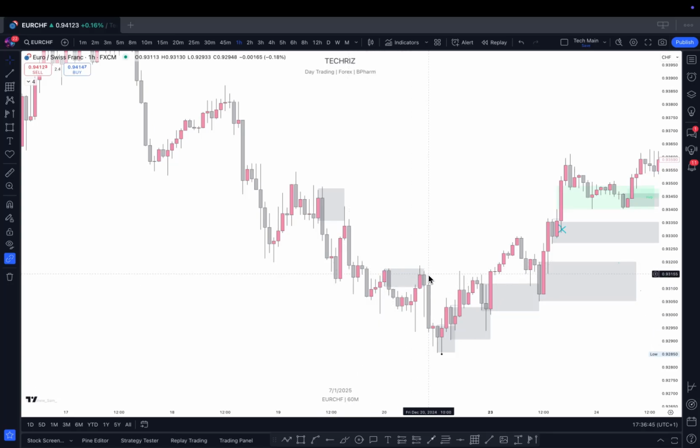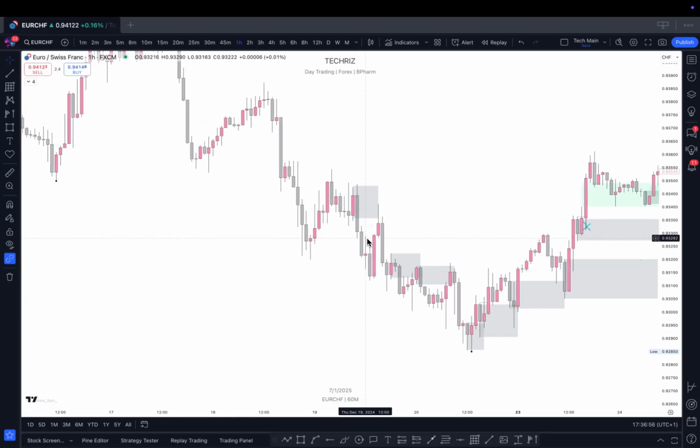Price will never use here again as a form of entry. If price comes back here, it's just going to take it out. Right? This is a mitigation as well. This is a mitigation.